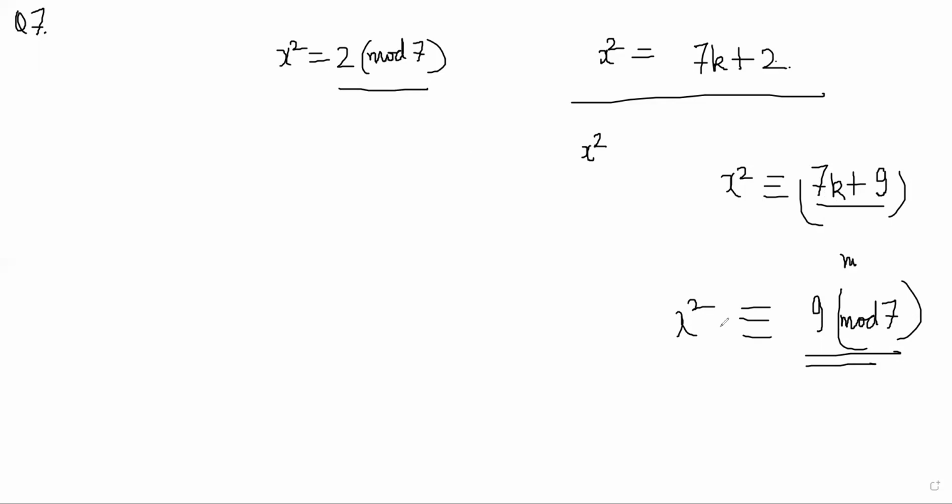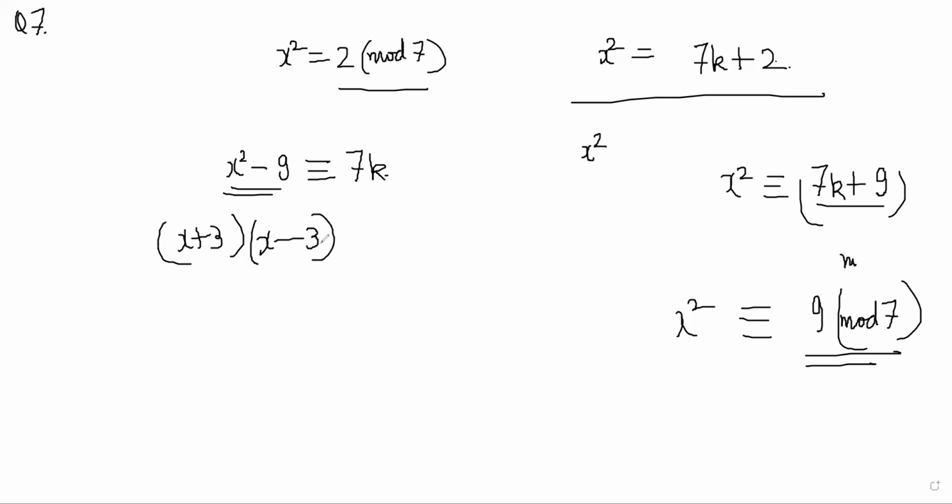Then what are you doing? Then x plus 3, x minus 3. Like, we can take 9 to the left side. x square minus 9 is congruent to 0 mod 7. x square minus 9 is divisible by 7. So x plus 3, x minus 3 is divisible by 7. One of them must be 7.